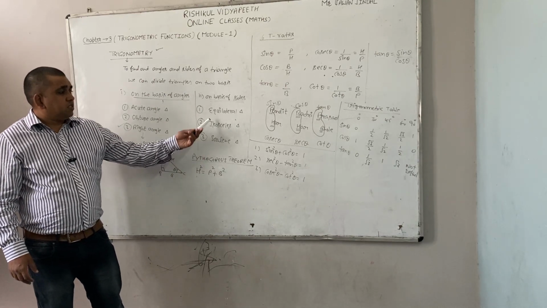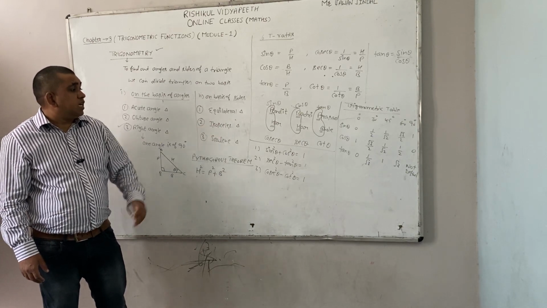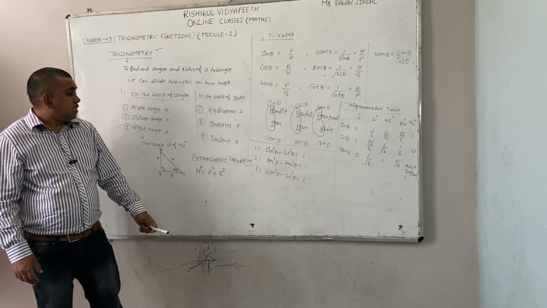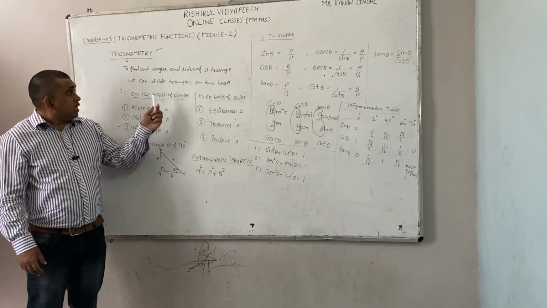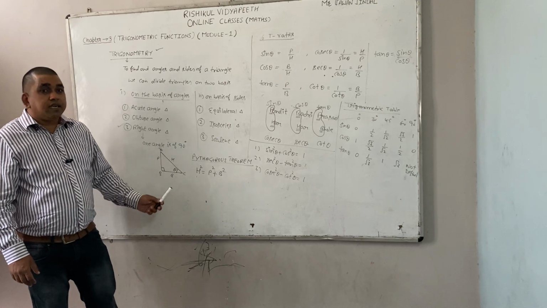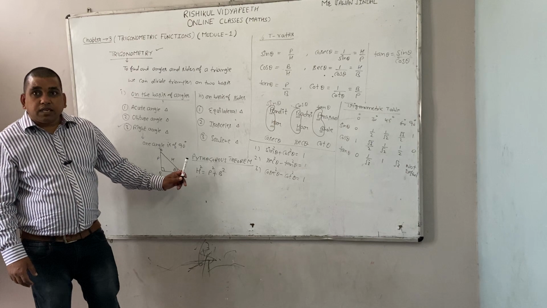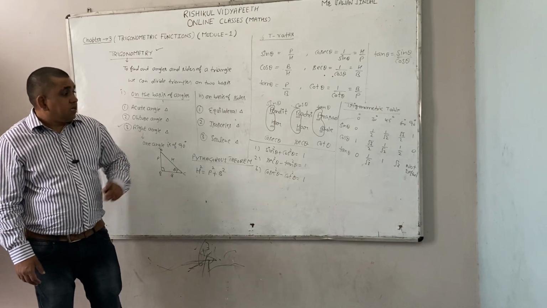On the basis of sides, you also know very well. Equilateral triangle, all 3 sides are equal. Isosceles, 2 sides are equal. Scalene, all 3 sides are different. Now in trigonometry, basically we will study about right angle triangle. And in right angle triangle we can apply Pythagoras theorem. What is Pythagoras theorem? Hypotenuse square equal to perpendicular square plus base square.